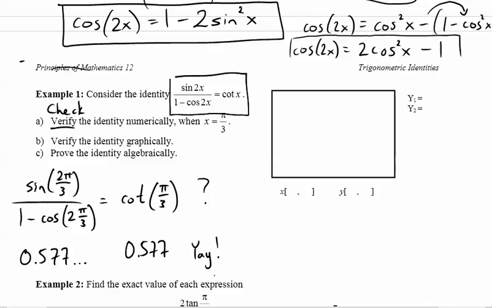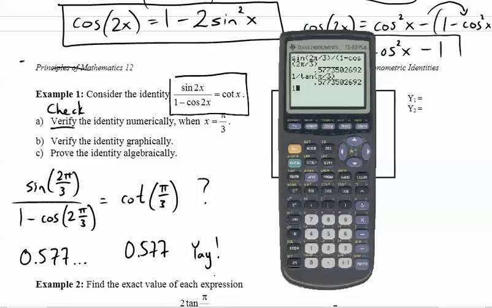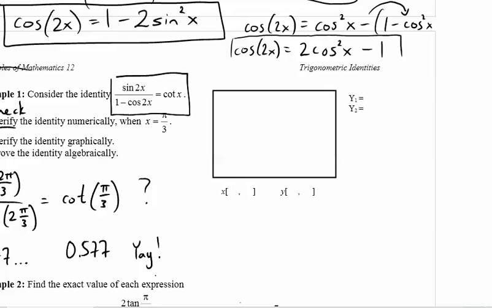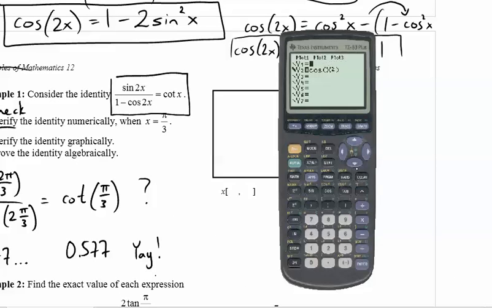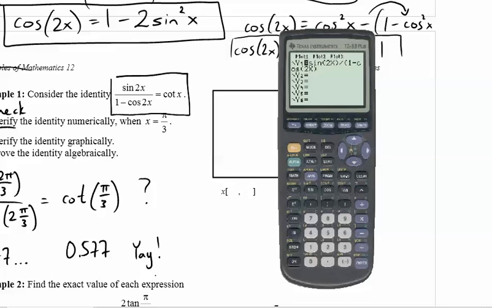Root 3 over 3, or 1 over root 3. Yes. Now let's graph both sides and see if they look the same. So this is one way to graphically show that an identity is true. If you graph both sides and they both look the same, then we have an identity.